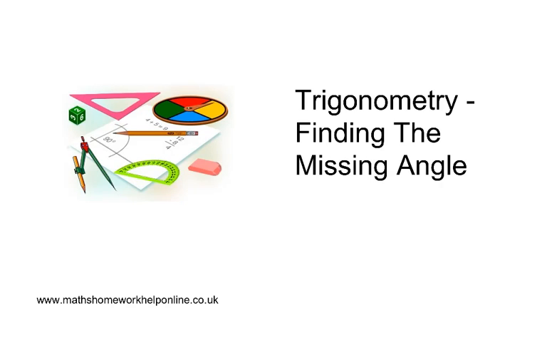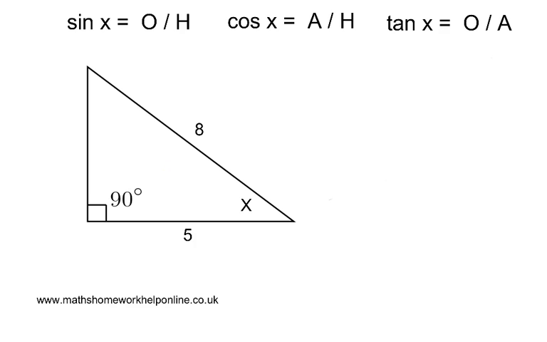In this video we're going to look at finding the missing angle of a right angled triangle using trigonometry. You're probably familiar with the sine, cos and tan rules. So sine x is the opposite length over the hypotenuse, cos x is the adjacent length over the hypotenuse, and tan x is the opposite length over the adjacent length.